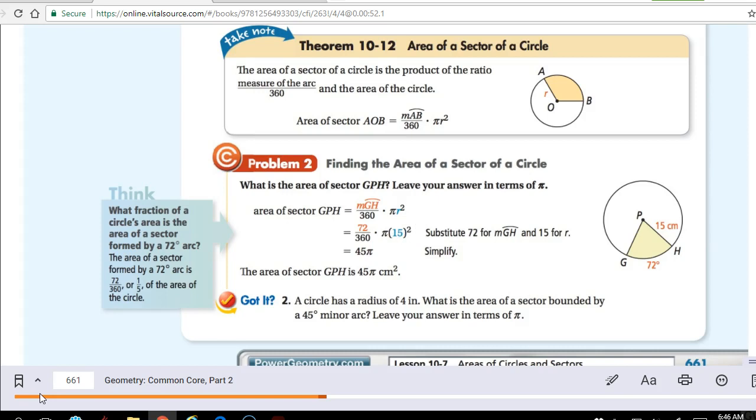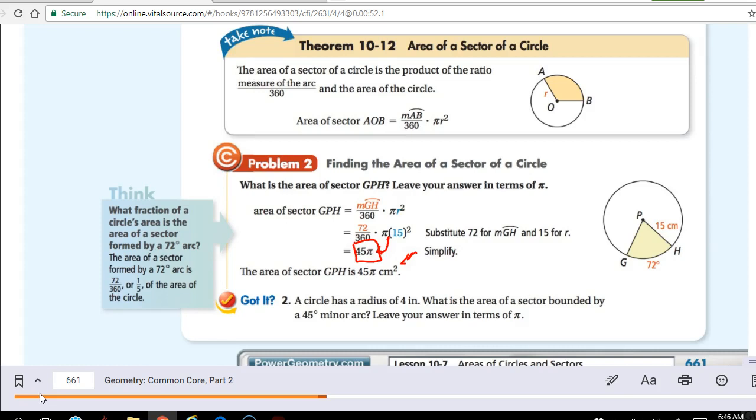Okay, and then the rest is really just your calculator. You're going to take 72 and divide it by 360, multiply it by 15 squared, and when you do, you'll end up with 45. And then you're just simply going to bring your pi straight down. Don't put it as part of the calculations, just leave it as part of your answer right here. Okay, so the area of that sector is going to be 45 pi square centimeters. Because it is area, it is still going to be squared units here.